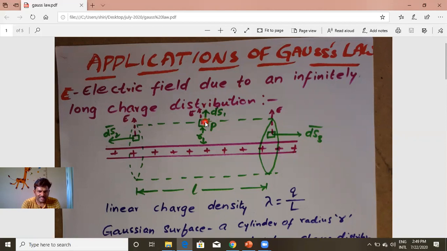So I just wanted to take a closed surface. First step we discussed just now: we'll solve applications of Gauss law in 3 steps. The first step is to select a closed surface. For that, I am selecting all the points which are at the same distance from this wire. All the points which are at the same distance from this point. Then we get a circle.